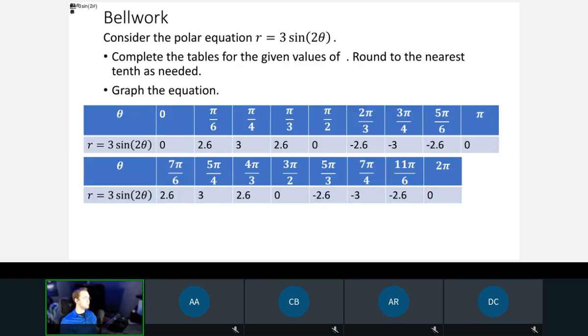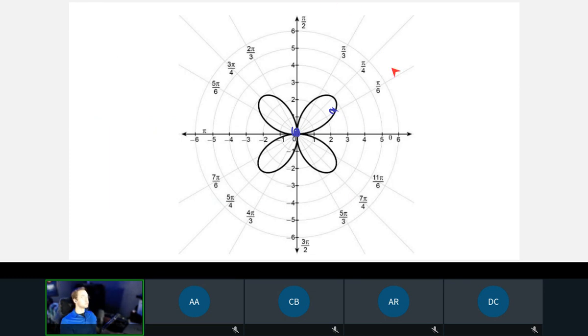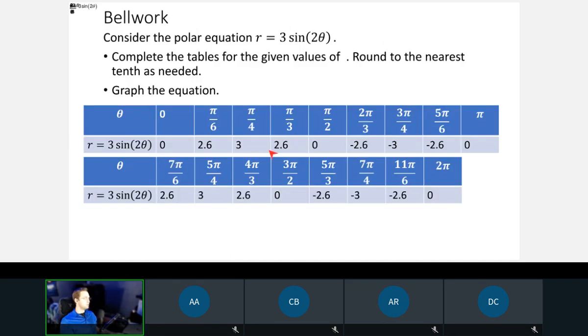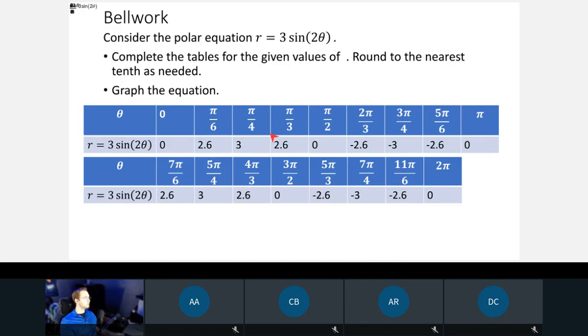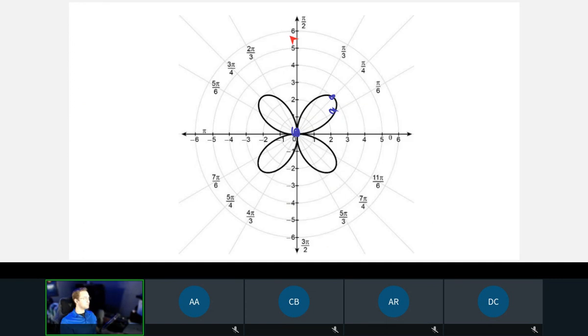All right, let's go back to the previous page. And then we are at pi over 4, comma, radius 3. So pi over 4 is here, radius of 3. So right here, if you could. And then the next point is pi over 3, comma, 2.6. So here's pi over 3. Hang on a second. Pi over 3, radius 2.6. I feel like... Sir, I think it'd be right here.